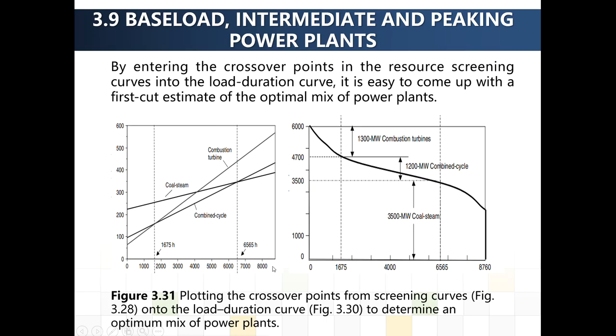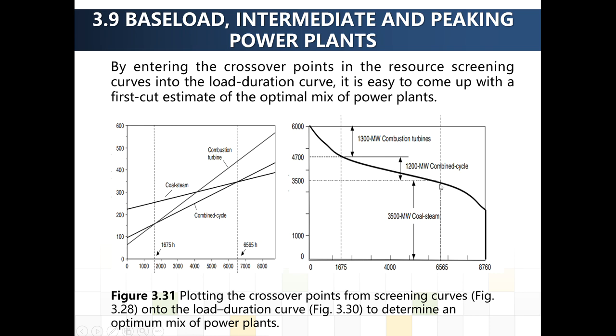Similarly, for between 1675 and 6565 hours, we can see between these two, the load demand is from 3500 megawatt to 4700 megawatt, and the capacity that is required for the combined cycle power plant is 1200 megawatt.